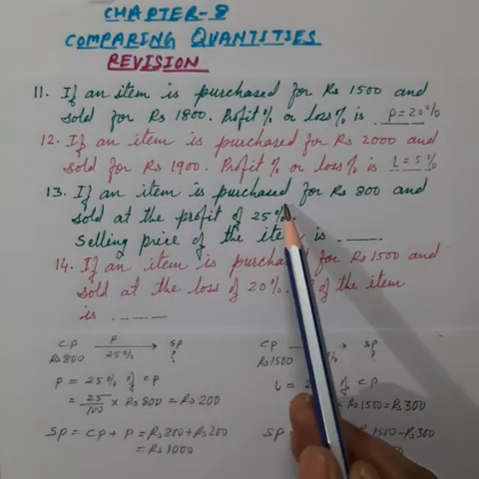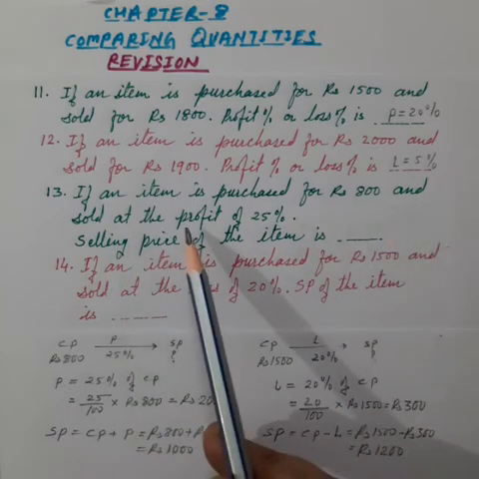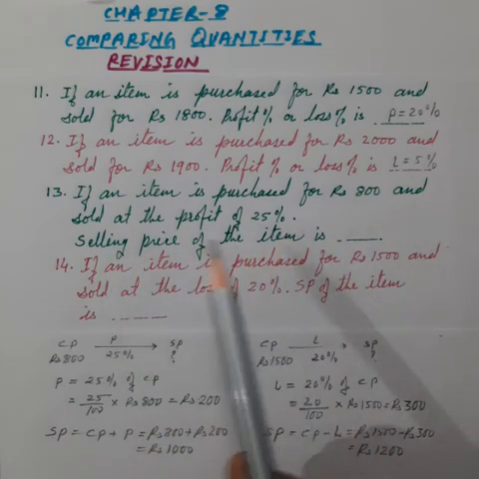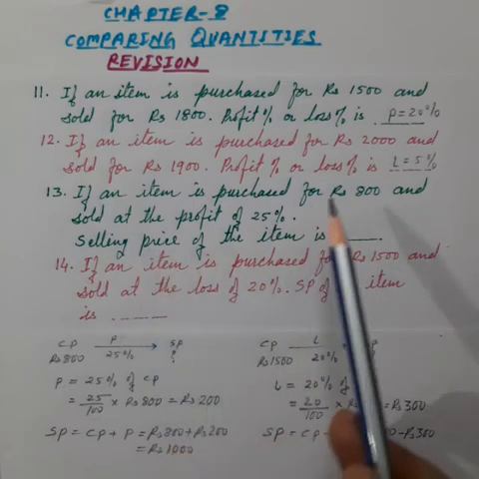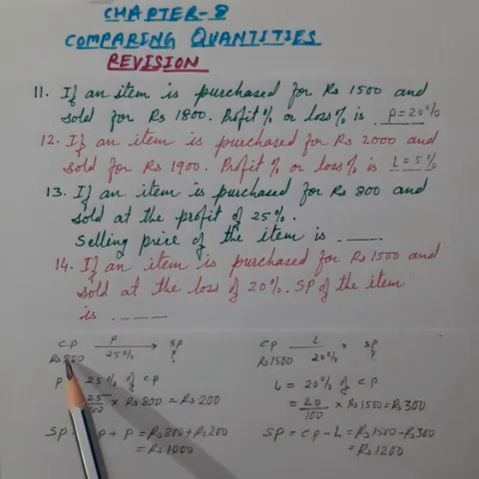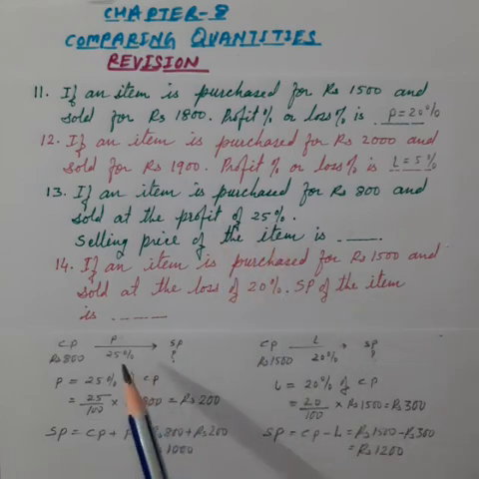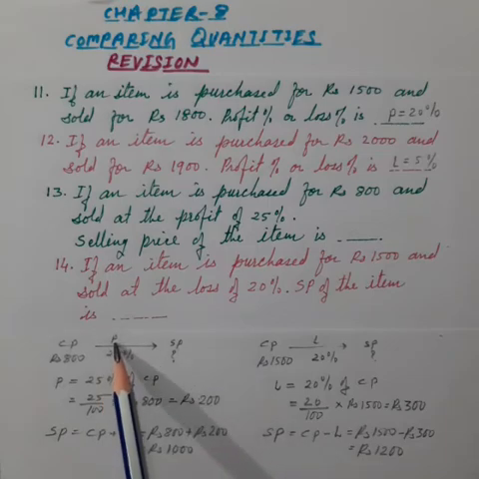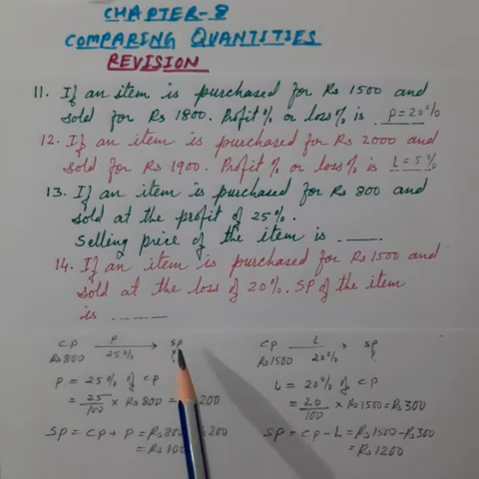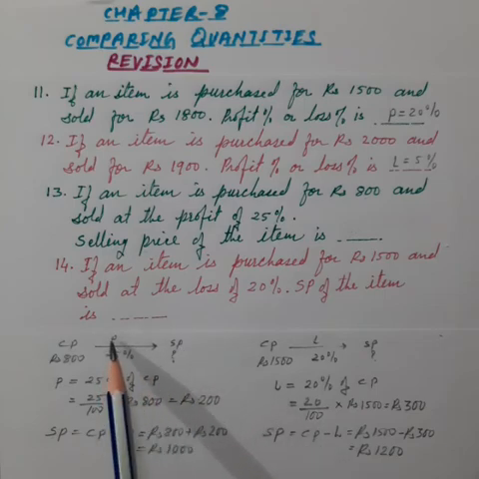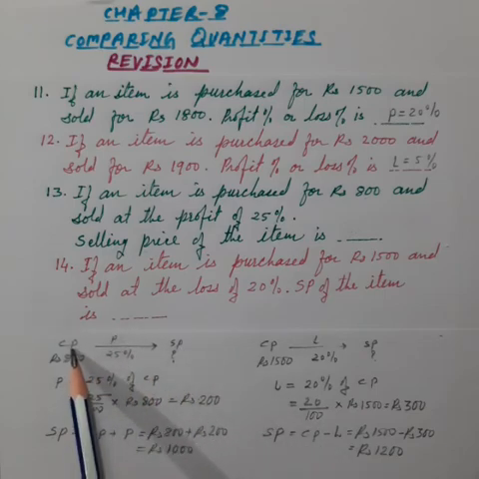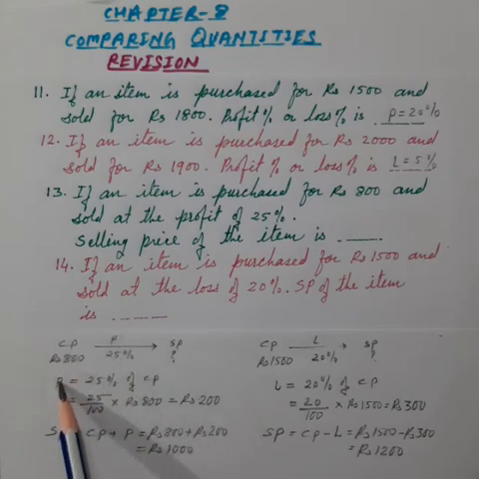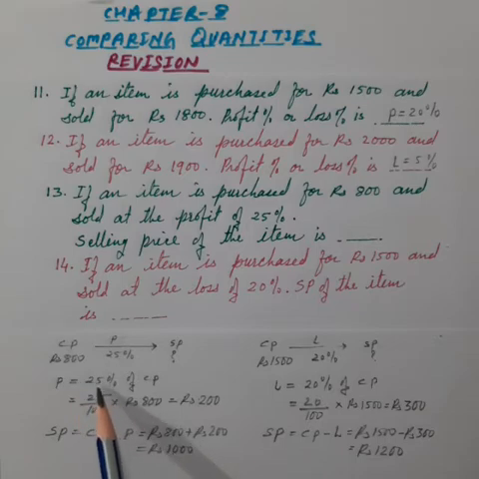If an atom is purchased for rupees 800 and sold at a profit of 25%, what is the selling price? Here the cost price of the atom is given as 800 rupees and profit is given as 25%. We have to find the selling price. There is profit, so selling price is greater, and to find the selling price we have to add profit to cost price. Profit percent is calculated on cost price. So to find the profit we have to find 25% of cost price.